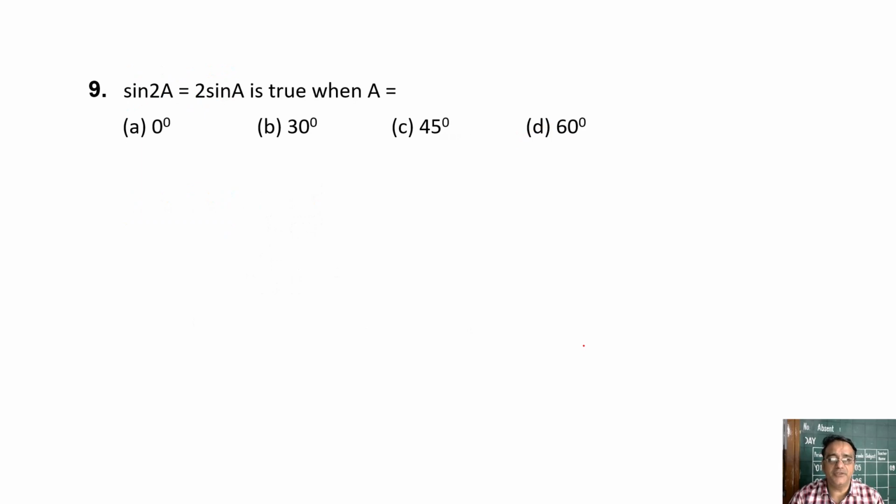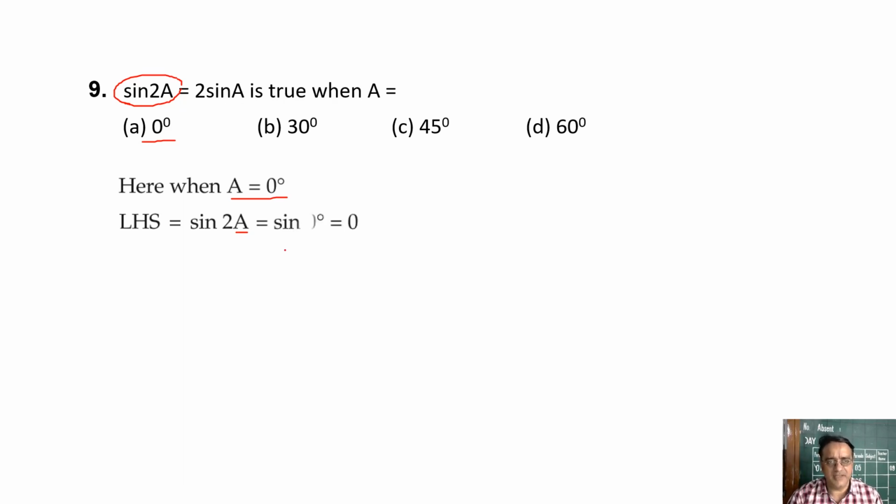Sin 2A is equals to 2 sin A is true when A is equals to dash. These questions are NCERT questions only. So we'll substitute 0 degree first. When A is equals to 0 degree, the LHS is sin 2A. So we'll substitute the value of A as 0. So sin 2 into 0 will become sin 0. And what is the value of sin 0 degree? 0, right.